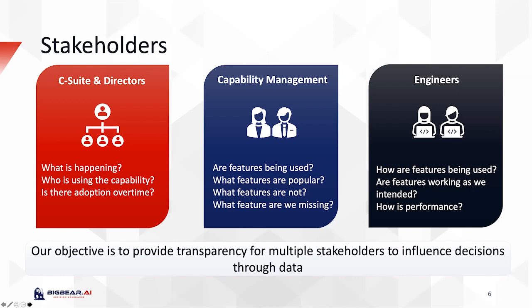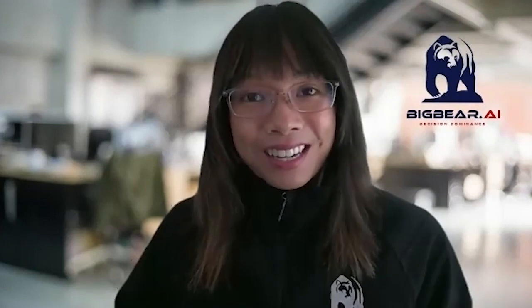For the capability management team, they ask the questions, are features being used? What features are popular? What features are not? And what features are we missing? And the engineers, it's important for them to know how our features are being used. Are features working as we intended? And how's the performance? Our main objective is to provide transparency for multiple stakeholders to influence decisions through data. And now we return to Christine to go over our architecture.